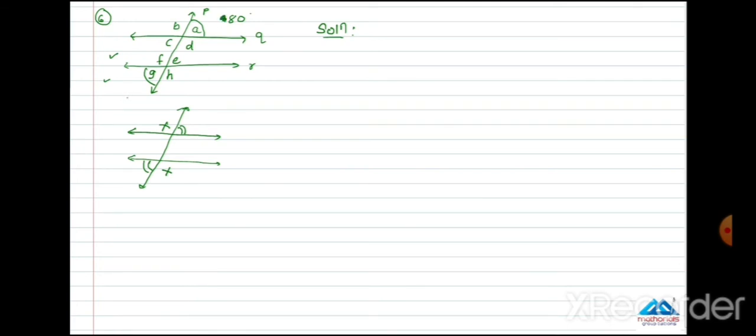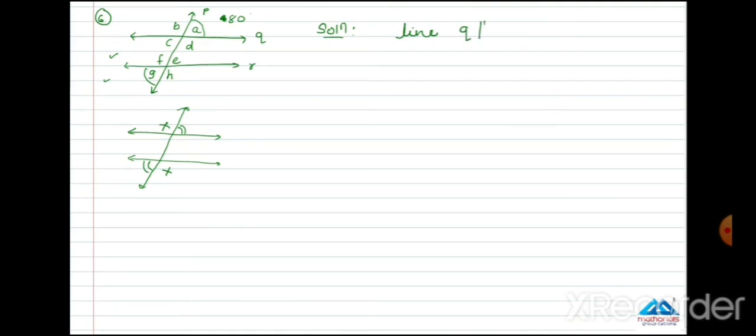So here we have A equals 80 degree. So by the exterior alternate angle test we can write G is also 80 degree, and G and F are forming a linear pair with each other. Linear pair means the sum of the angles equals 180 degree. So here we will start our solution.